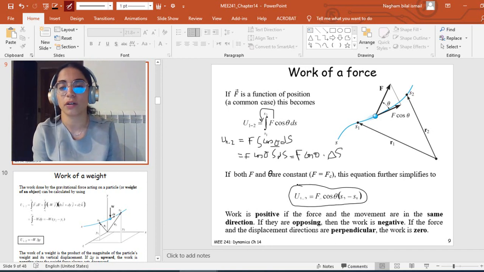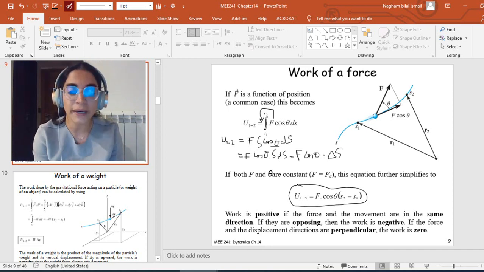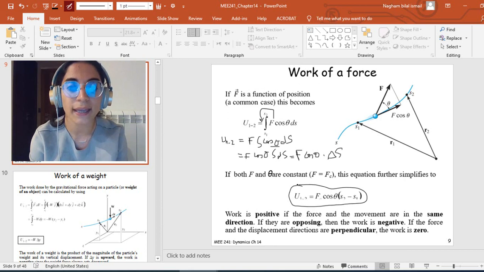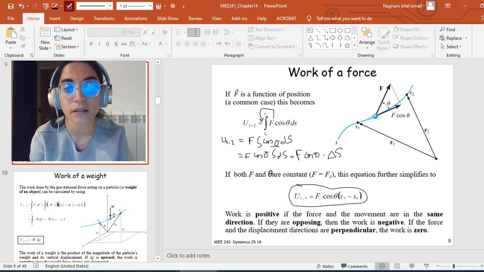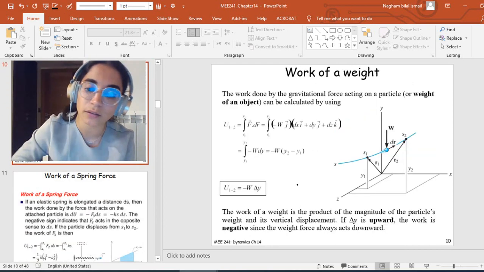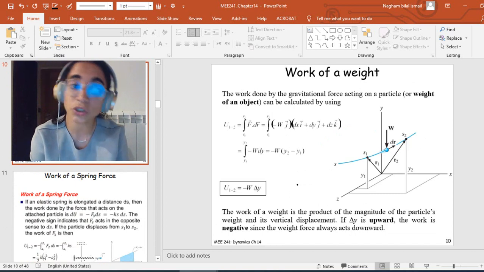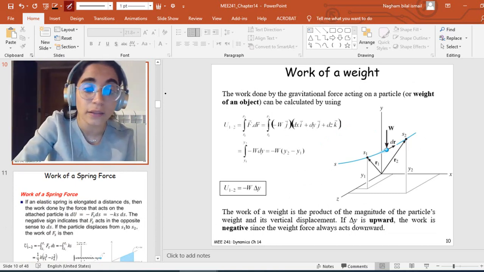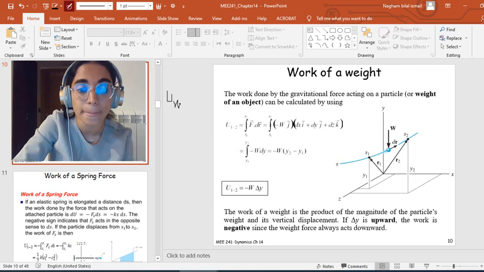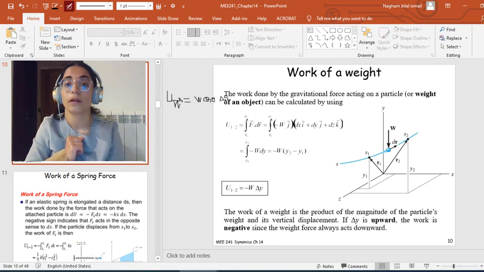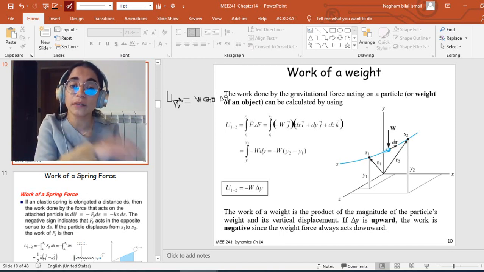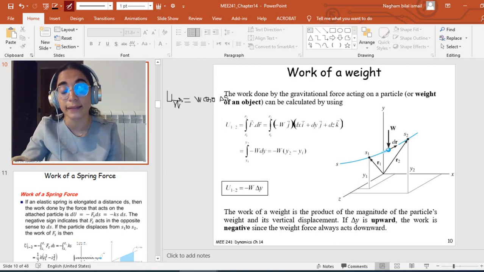I'm going to ask you a question, guys. Where can I have a constant force? It is, in fact, the weight. The weight, guys, is a constant force, which means I can say that the work of the weight is equal to the weight itself, W cosine theta delta s. Right? So the work of the weight could be also W cosine theta delta s.